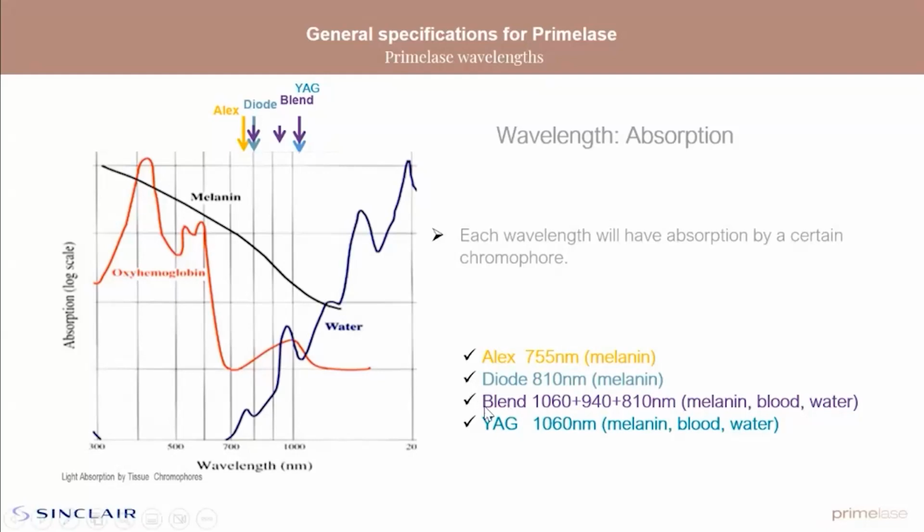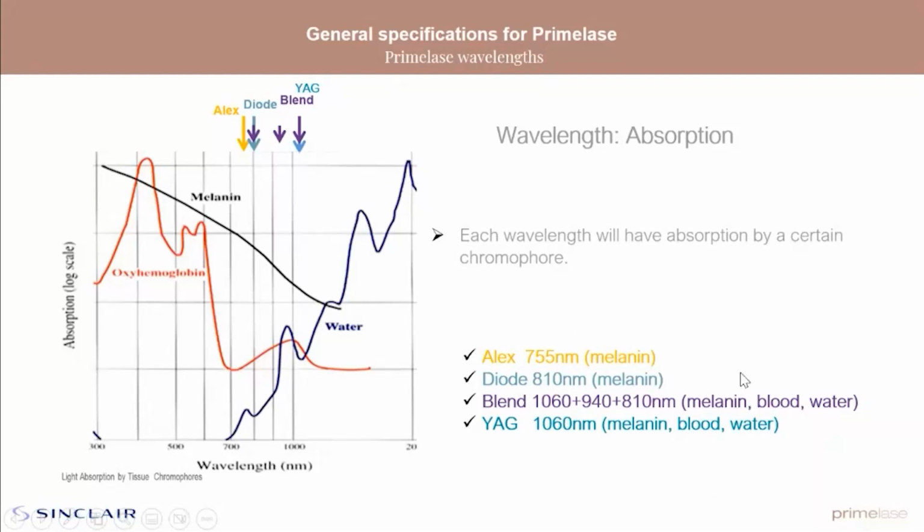Then we have the blend one. That blend is just a mixing of 3 different wavelengths. In this case, it's the 1060 plus 940 plus 810 nanometers. And finally, we have the YAG one, that it's named like this because it has the same wavelength as the Nd:YAG lasers. It's not exactly the same, because Nd:YAG, you will see that it's 1064 and here it's 1060, but it's about the same.